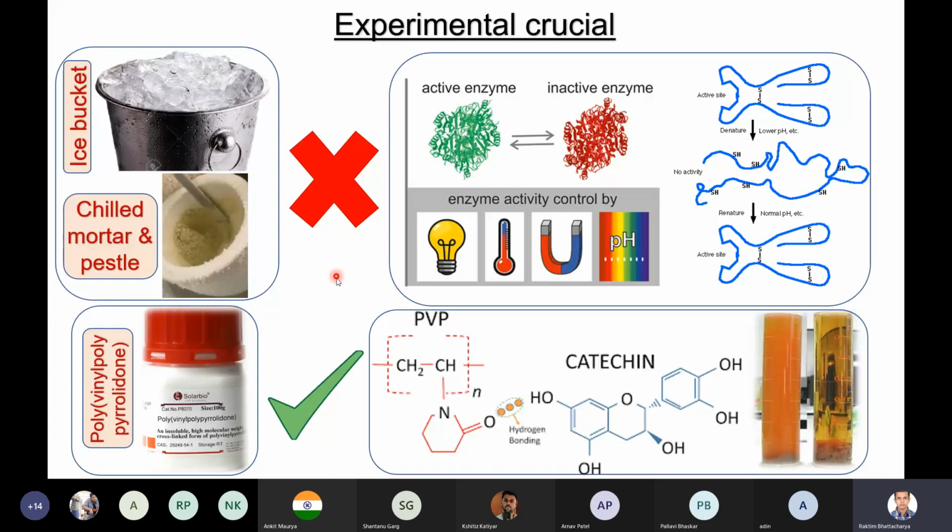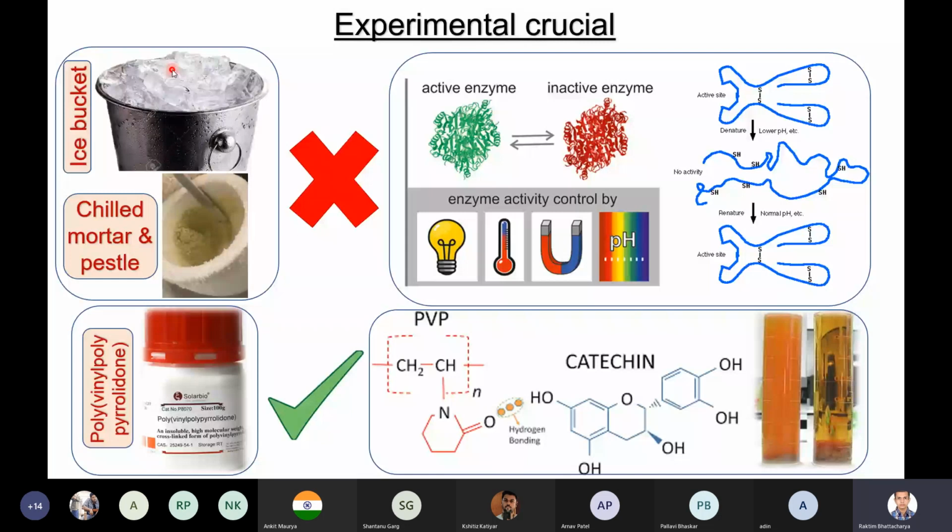There are some prerequisites for this experiment. Any type of enzyme assay has some prerequisites. What are they? One is crushed ice. It's extremely important. Another is a chilled mortar and pestle. Another is polyvinyl pyrrolidone, or you can say PVP or PVPP. All of these are the same, polyvinyl pyrrolidone or PVP. These three things, the chemical PVP, the chilled mortar and pestle, and crushed ice, are very important. Let me explain why.